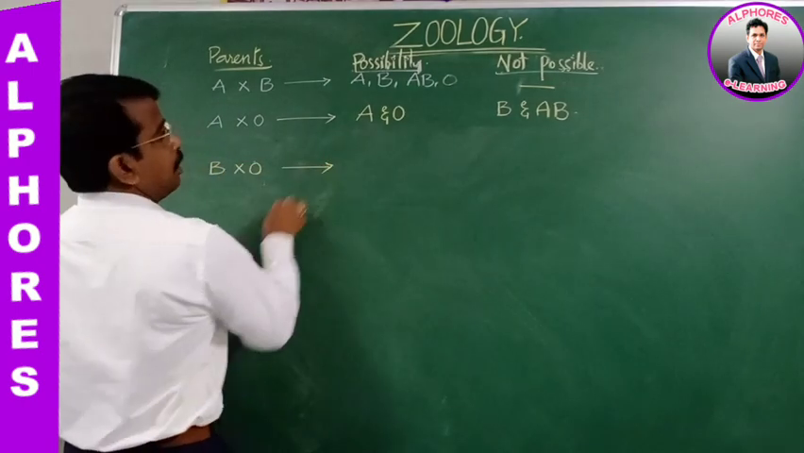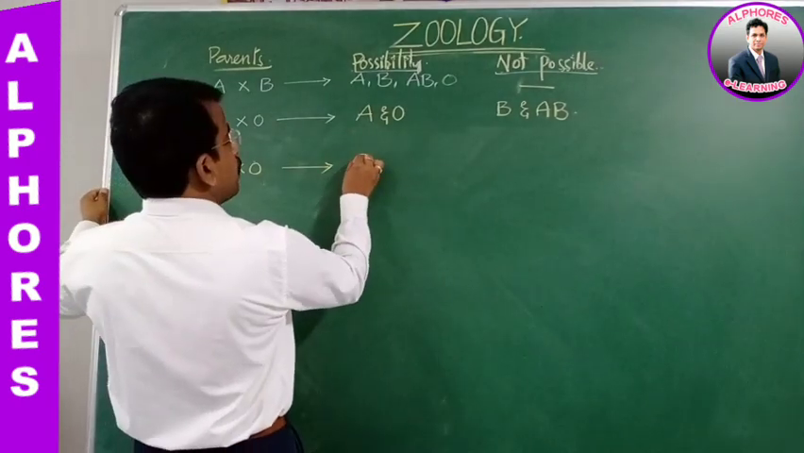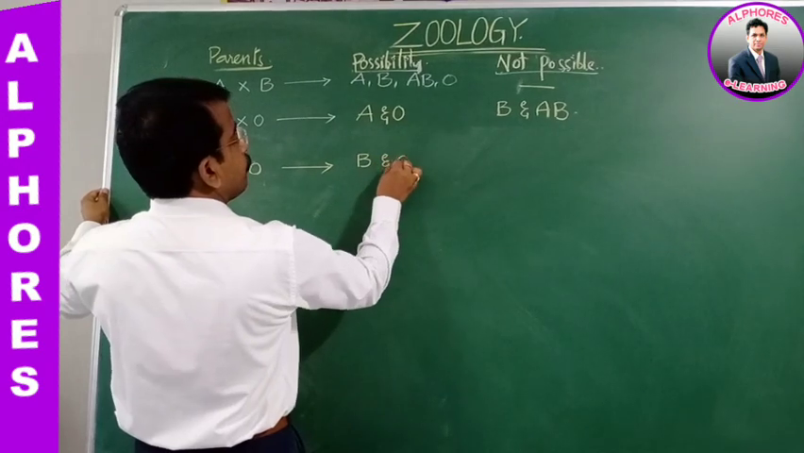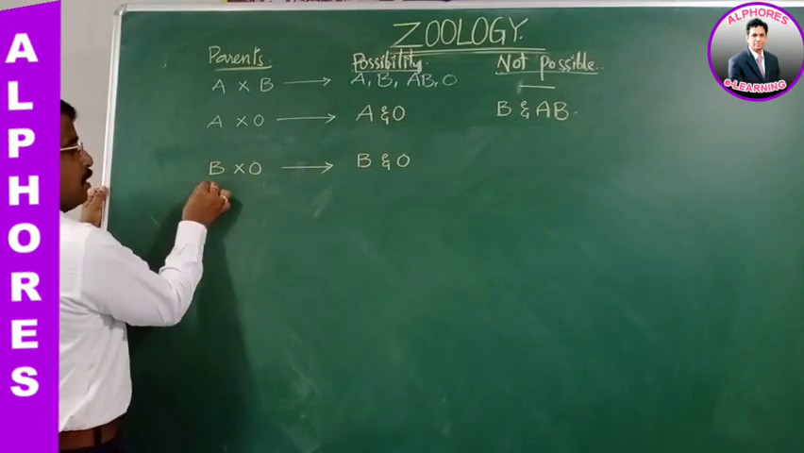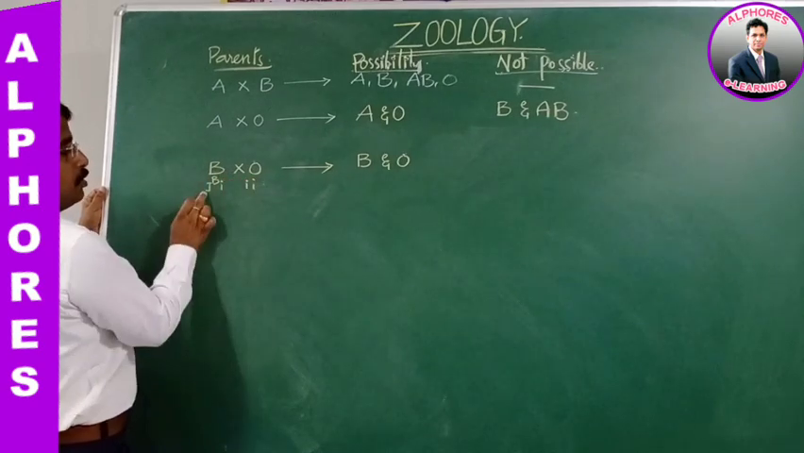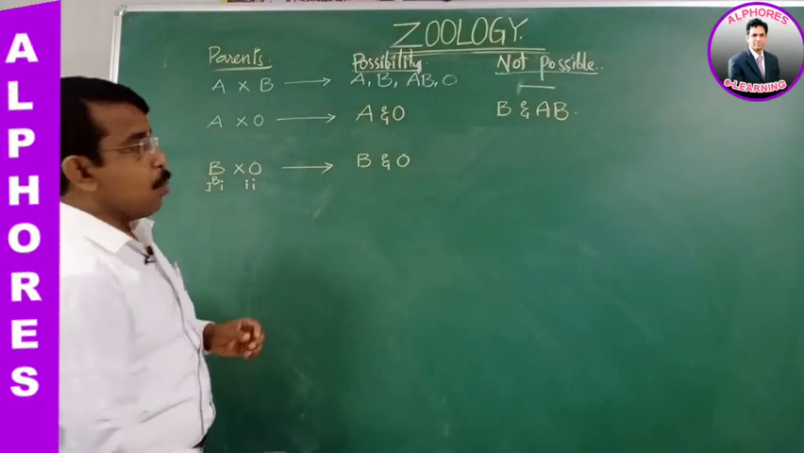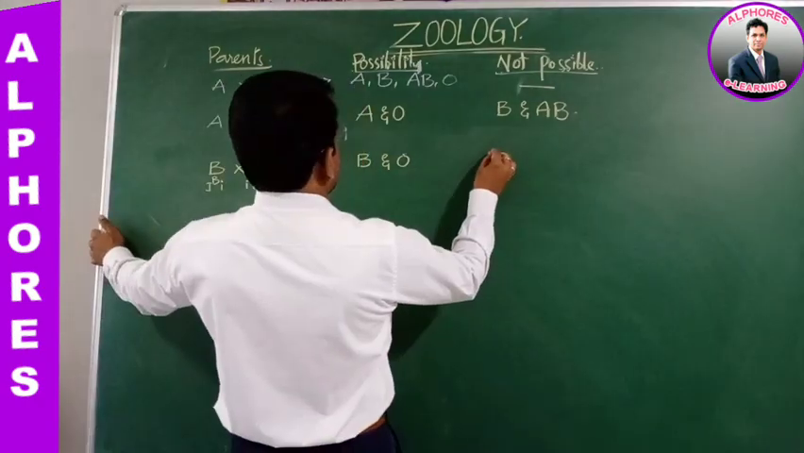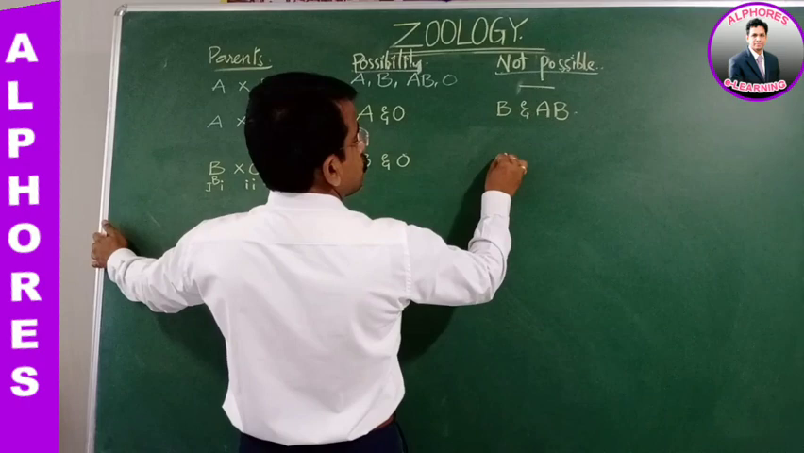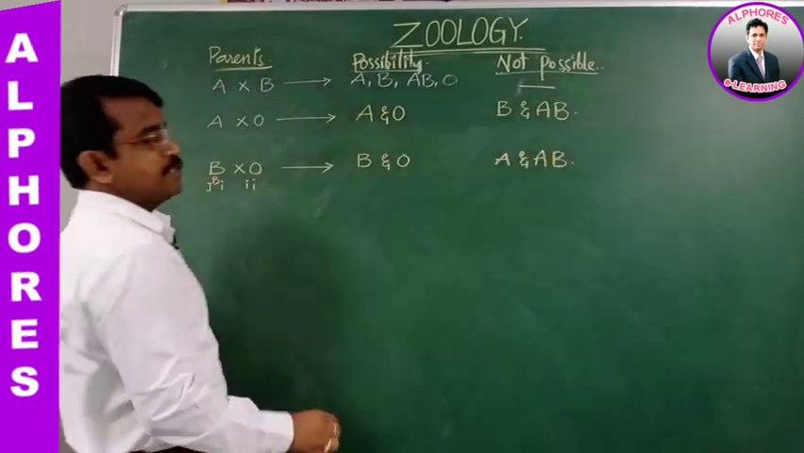What is possible is B and O. For suppose IB, IO, B and O both are possible. What are not possible? That is, A is not possible and AB is not possible. This is what we see.